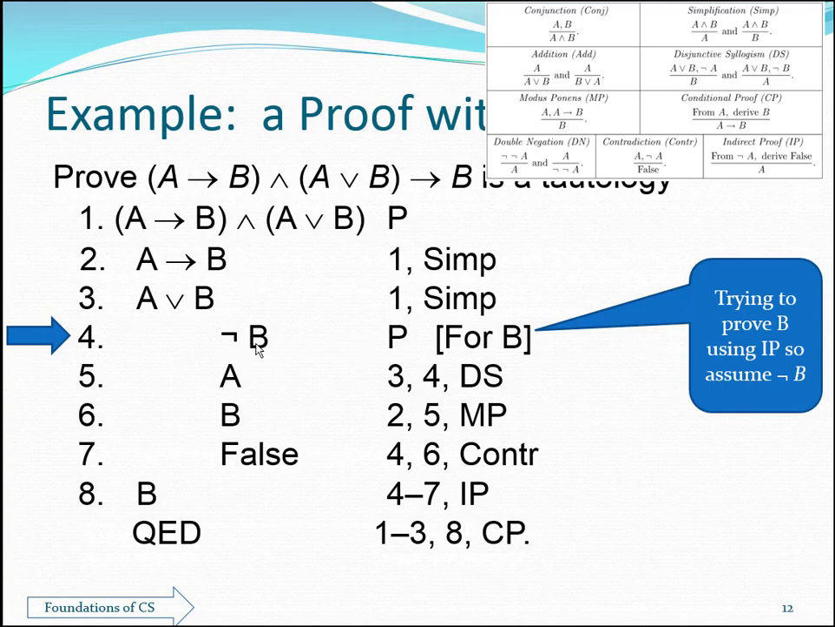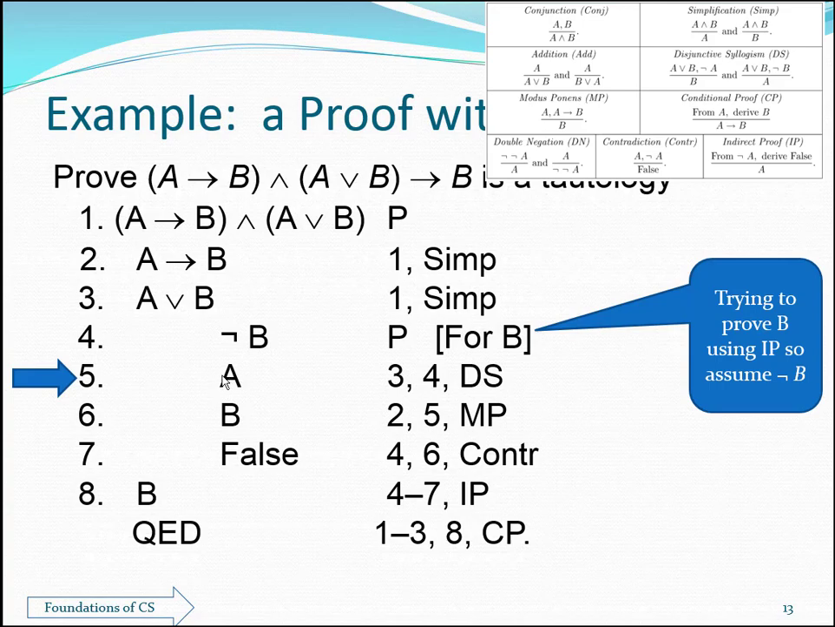I'm going to assume for a minute not B. And here in our subproof, we write P just because it's a premise like we always do. But then we also, to the right of that, we put in square brackets why we did this in the subproof, right? And so I wrote for B. In other words, I'm trying to prove B, okay? So that's line 4. I'm just indenting it. I'm saying, okay, I'm going to wing it. I'm going to see what happens if I assume not B. Let's see if we can get to B.